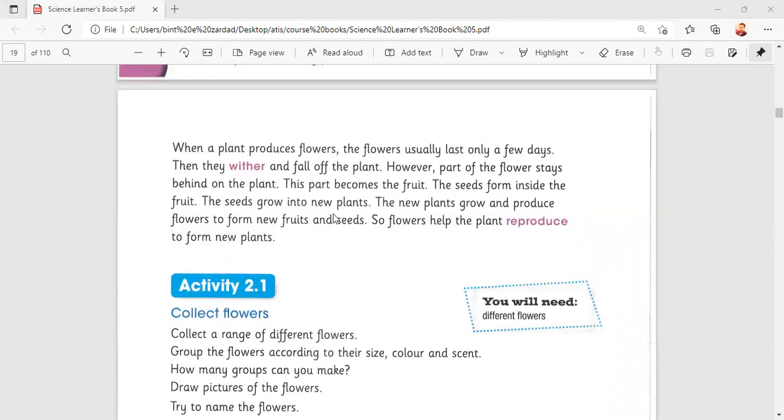So this is the life cycle, starting from seed changing into a new plant. From the plant we get new flowers, from the flowers we form new fruits, and then from the fruits we get the seed again. So the flowers help the plant to reproduce or to form new plants.